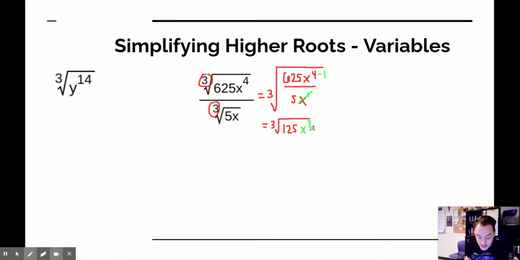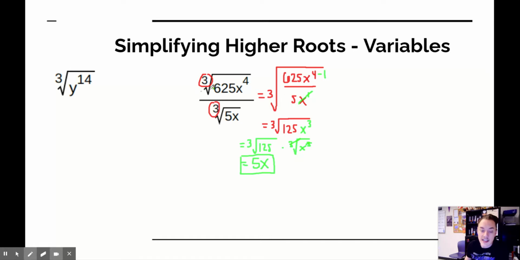Now I can separate this: the cube root of 125 times the cube root of x cubed. The cube root of 125 is, of course, part of your cheat sheet. It's 5. And then the cube root of x cubed, well, the cubes go poof, so I just have x. That is my final answer. Boom, done. So that doesn't look that scary after you look at it and make sure that we know how to do it.